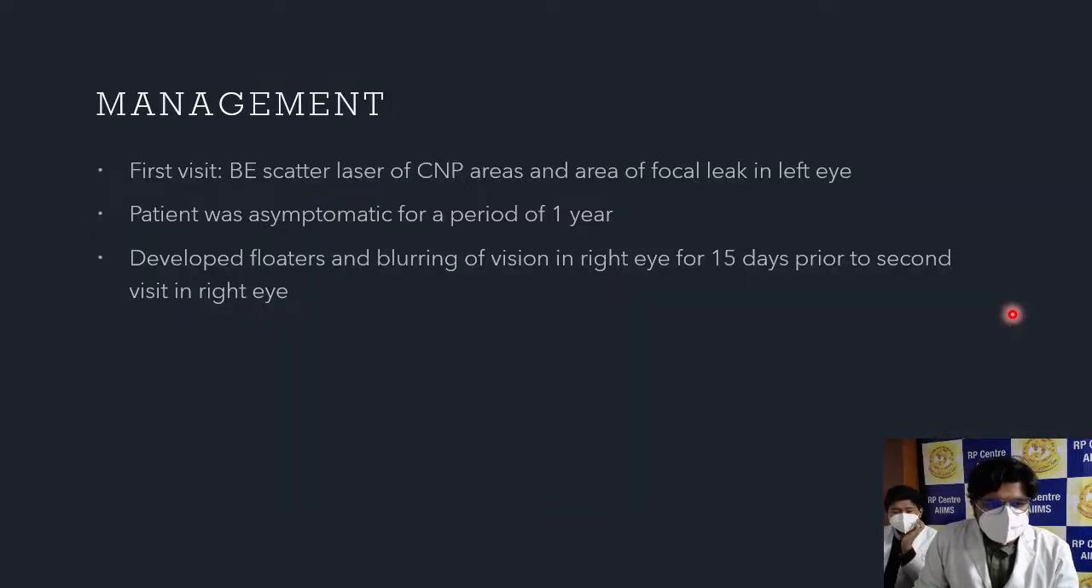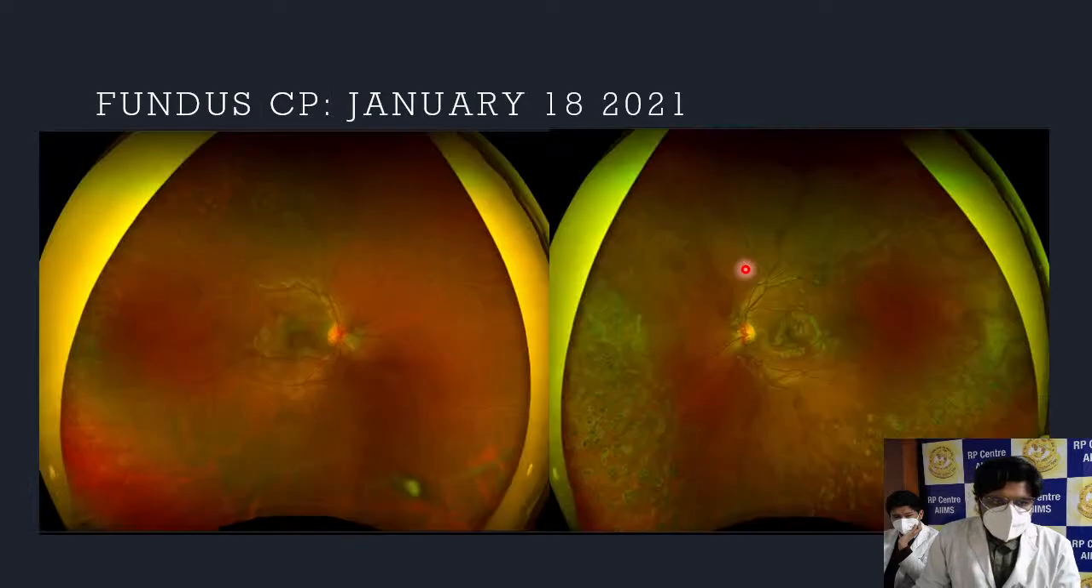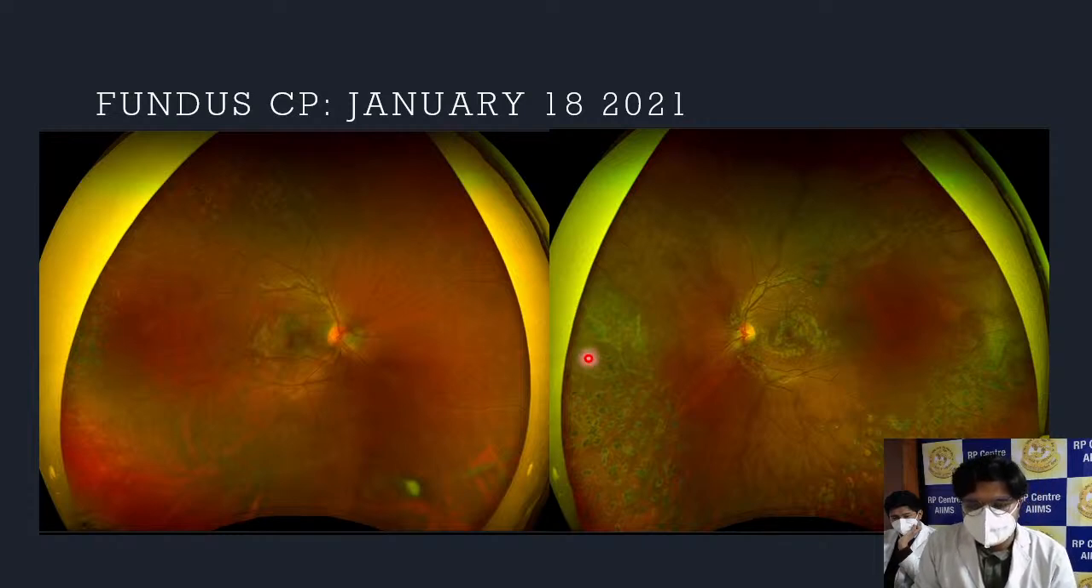So on the first visit, scatter laser of CNP areas was done in both eyes, and the area of focal leak was treated in the left eye. The patient was asymptomatic for a period of 1 year, but he developed floaters and blurring of vision in the right eye 15 days prior to the second visit. So this was the fundus photo on the second visit, January 18, 2021. Grossly, both eyes appear normal. Comparatively, the right eye has a small amount of vitreous haze. Apart from that, there was no clinical activity in both eyes.